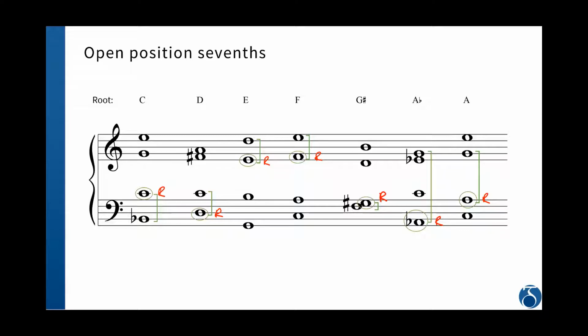So if it's not yet comfortable for you to be identifying these roots in open position, the first thing that you want to do is write out a whole bunch of triads and seventh chords in closed position and then expand them onto 2 or more staves into open position and make sure you can find the roots.